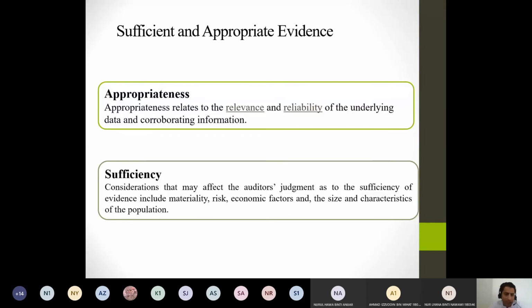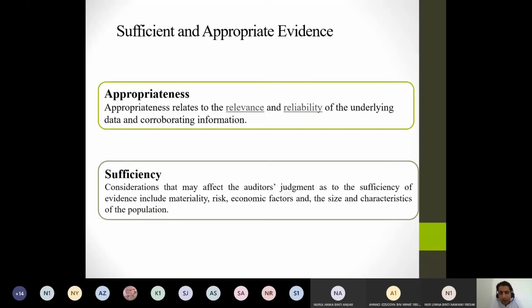Because if we collect evidence related, let's say, to one transaction, we need to confirm this transaction happened. So we need to check the customer invoice. That is one piece of evidence that the client company sold to the customer 10,000 items. So that is relevant evidence. But how reliable is it? That is another question, because since the client company is the one who issued the invoice, it is less reliable.